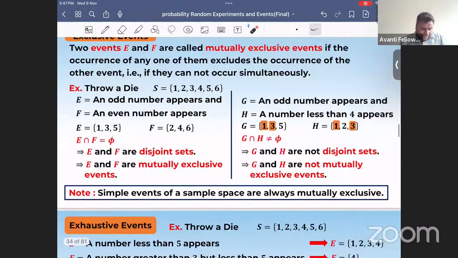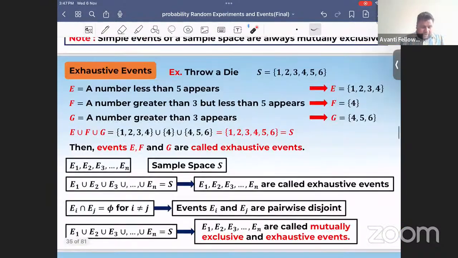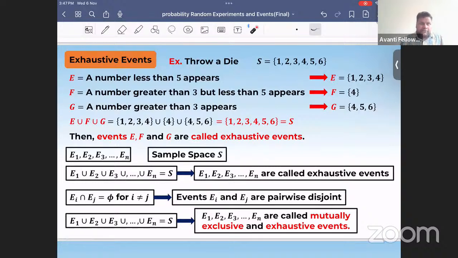Now we have just seen mutually exclusive events. Now exhaustive events. What are exhaustive events? Like you throw a dice, you define 3 or 4 events over the sample space, and there is no other event which can occur outside of that sample space. Then we call them exhaustive events.